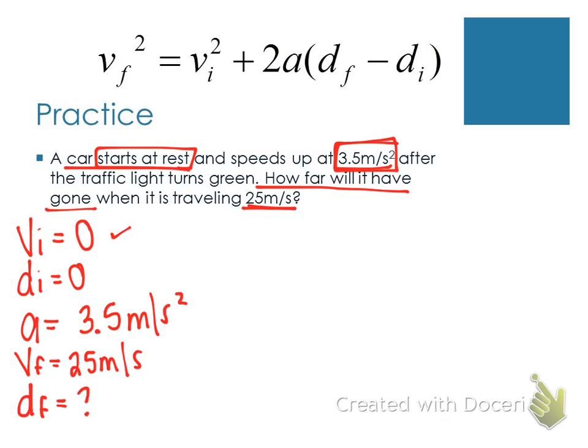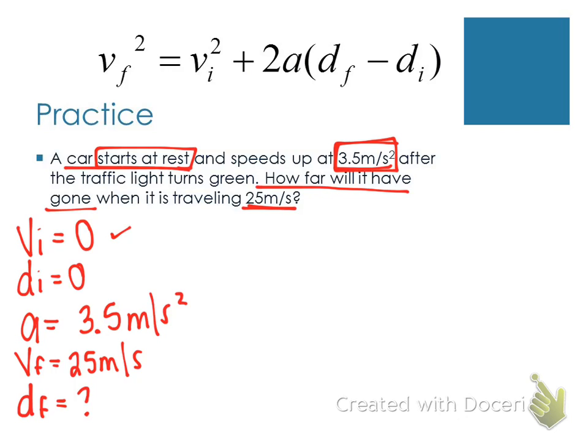Since our final velocity is positive, what direction does that mean we must be traveling in? The positive direction or the negative direction? We must be traveling in the positive direction if our final velocity is positive. If our final velocity had been negative and we started from rest, that means we must have been moving in the negative direction. Okay? So we're going in the positive direction here.